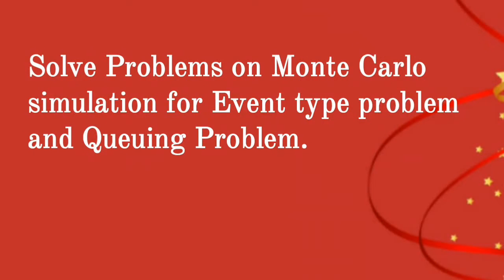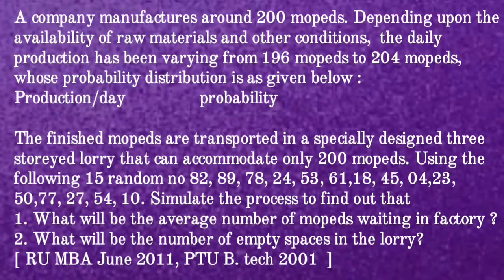Solve problems on Monte Carlo simulation for event type problems and queuing problems. Given question: a company manufactures around 200 mopeds depending upon the availability of raw materials and other conditions. The daily production has been varying from 196 mopeds to 202 mopeds, whose probability distribution is given in the table.